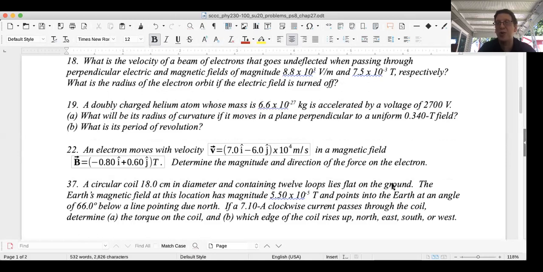So again, you apply the right-hand rule after you figure out in vector form the answer to part A, and that will give you part B. So it's a combination of math, and a combination of knowing when to use the right-hand rule to figure out the direction qualitatively.